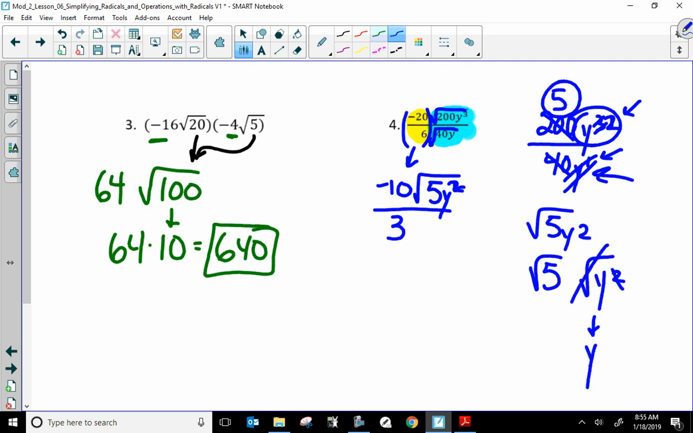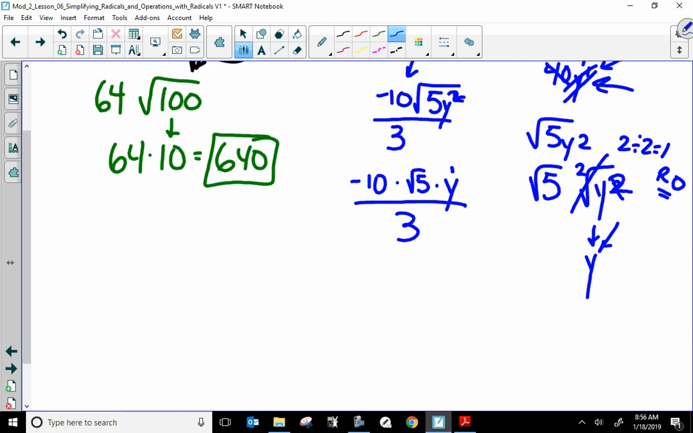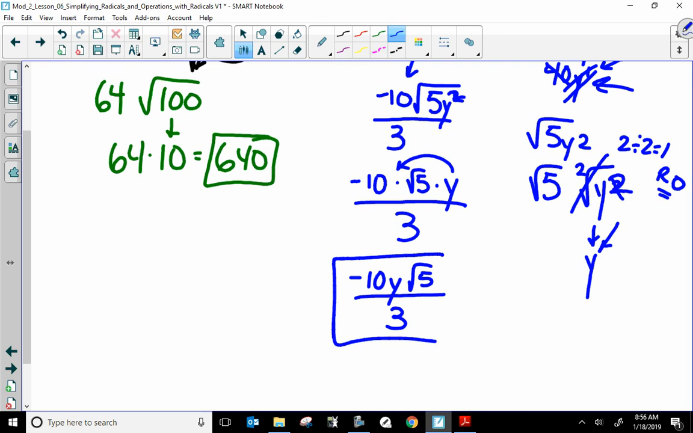Squares and square roots cancel, don't they? Or if you want to think of it, this is a 2 and 2. 2 divided by 2 is 1 with a remainder of 0. 1 comes out, 0 remain in. Okay? So I have negative 10 times the square root of 5 times y all over 3. And I like to put my square roots last. Okay? So I'm going to move that y up front. So I'm going to say negative 10y radical 5 over 3. That's your answer.